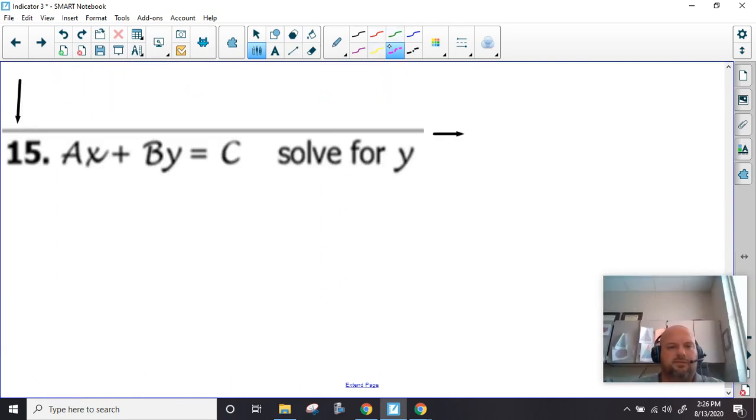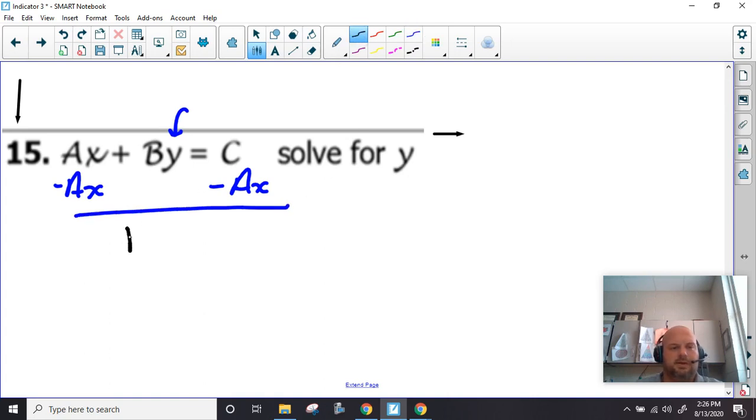We're solving for y. So let's think about where y is. Y is right here. So it's 8. Now, I'm not going to divide by b first. I got to look at the whole problem. So I need to subtract ax. So I have by equals c minus ax.